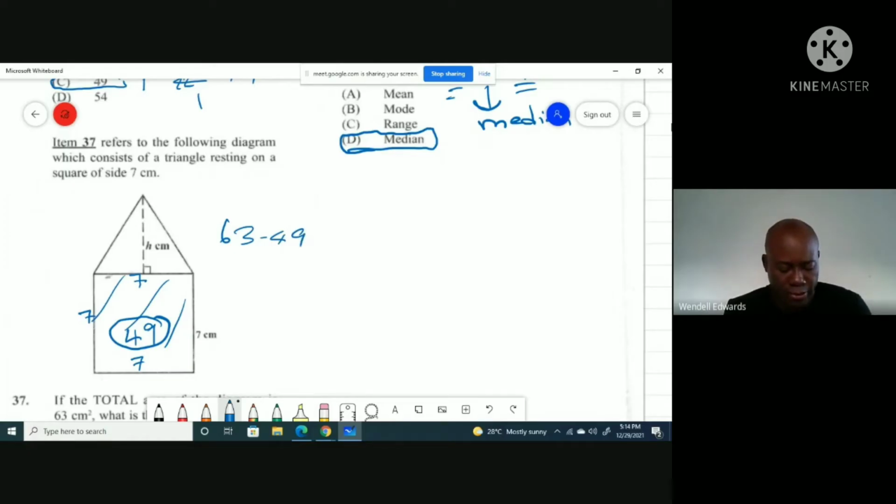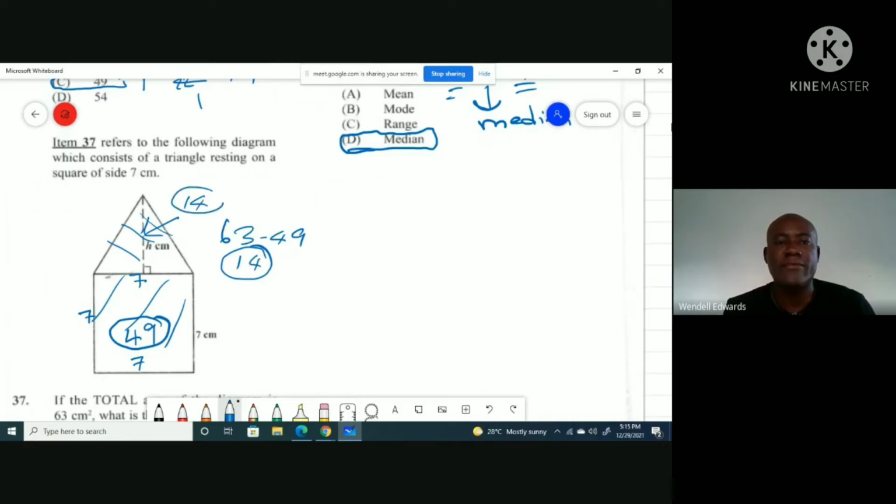Right? Why am I subtracting the 49 from the 63? I'm subtracting the 49 from the 63 so that I will be able to have the area of the triangle, which is 14. So the area of the triangle is 14. In other words, I'm suggesting that all of this area is 14, right?